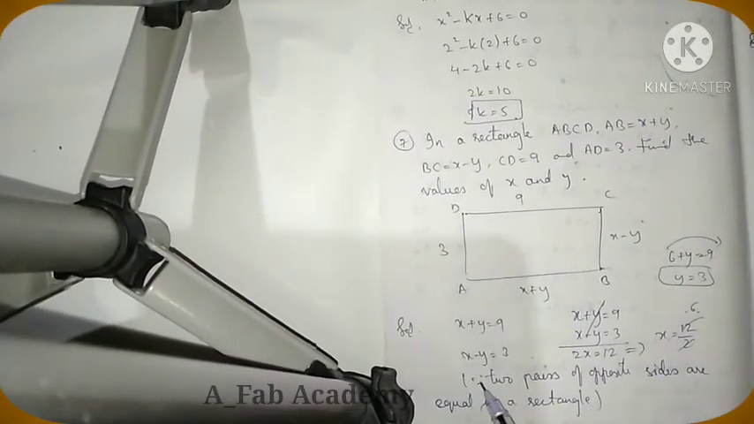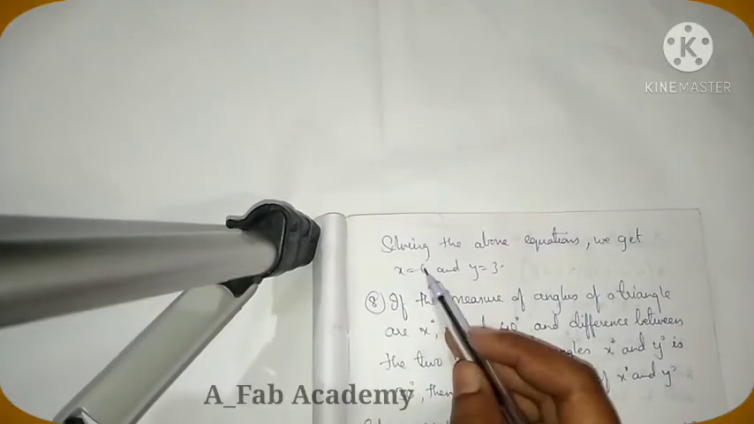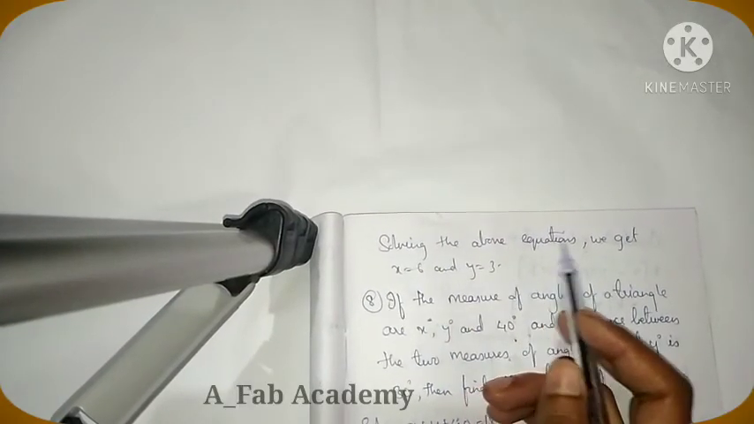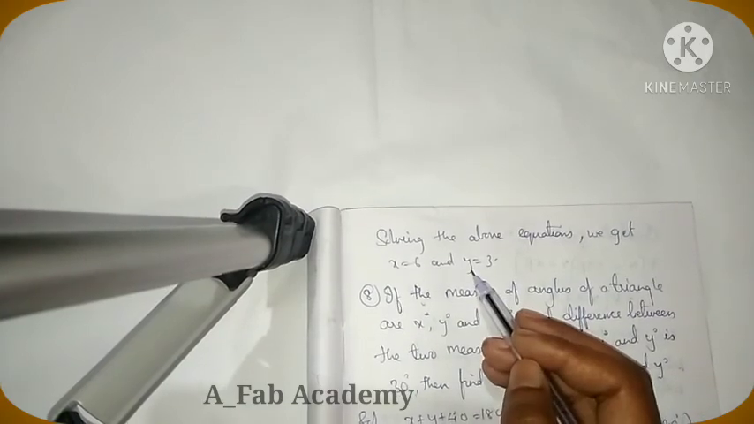Since two pairs of opposite sides are equal in a rectangle, you can write this. After solving the above equations we get x equals 6 and y equals 3.